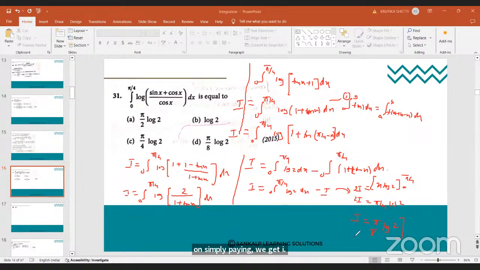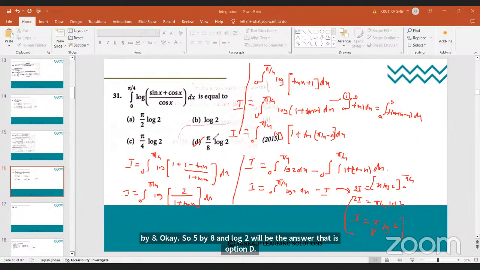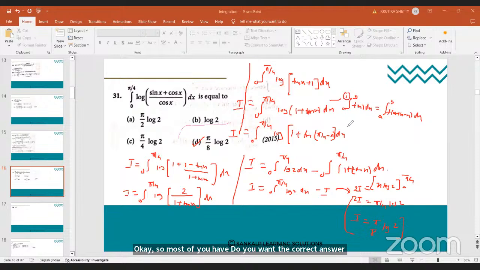So pi by 8 log 2 will be the answer, that is option D. Most of you have given the correct answer, option D. This is the procedure. Again here we are making use of the property of integrals: the integral from a to b of f of x dx is equal to the integral from a to b of f of a plus b minus x dx.